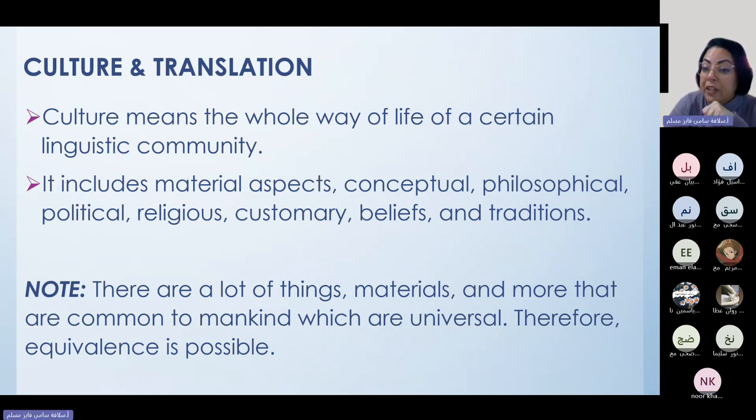What does universal mean? It means common, shared between the two languages. Okay, meaning we can find equivalence easily for them. Okay, so equivalence is possible.